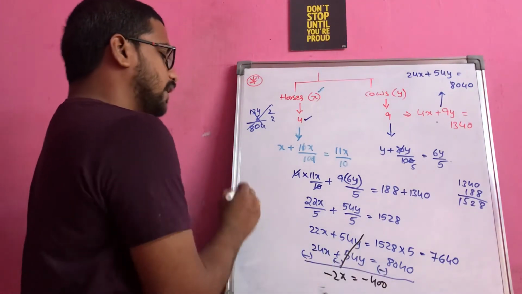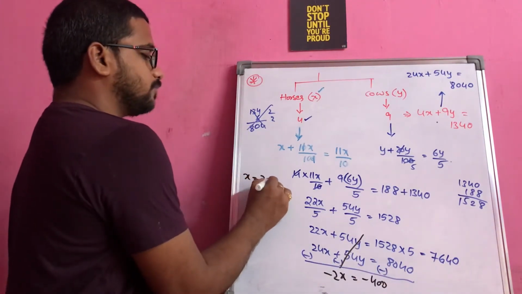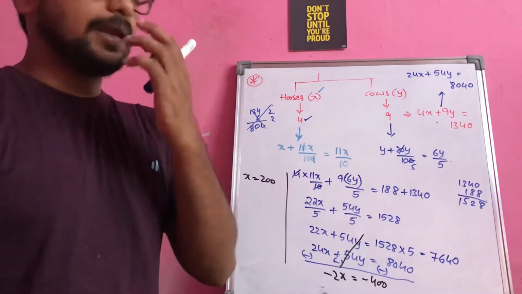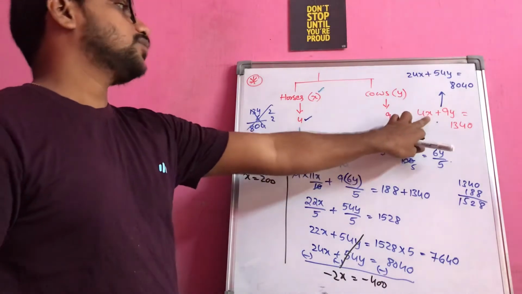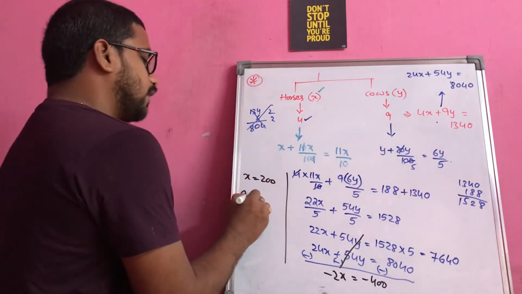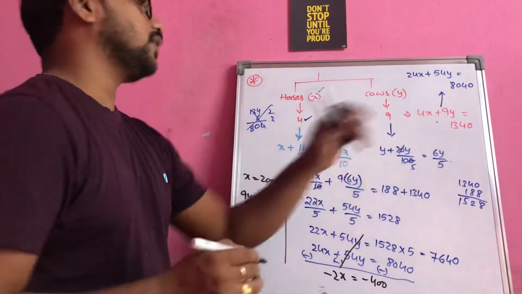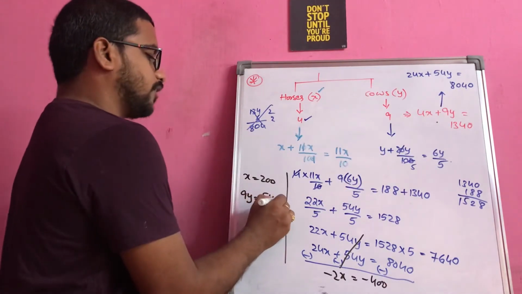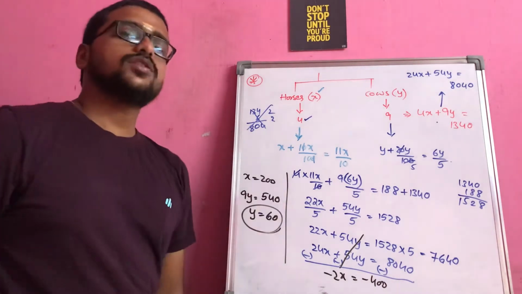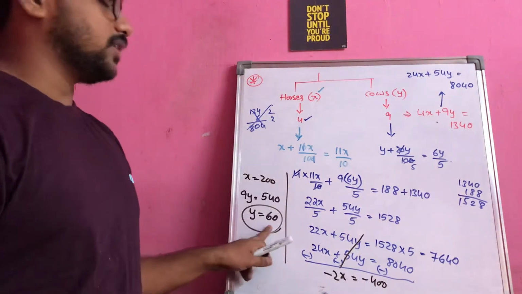So I will be getting x value as 200. If I substitute in any of these two equations, I will get the remaining value of y. If I substitute here, 4 into 200 means 800. 9y is equal to 1340 minus 800, that is 540. So y is equal to 60 rupees. So that means cost of each horse is 60 rupees.